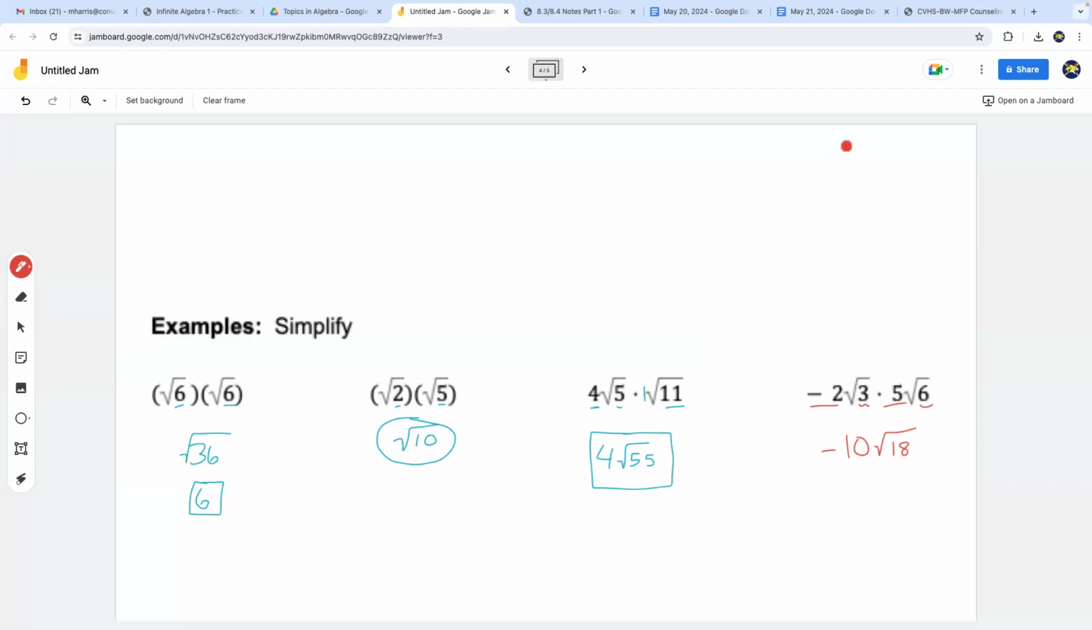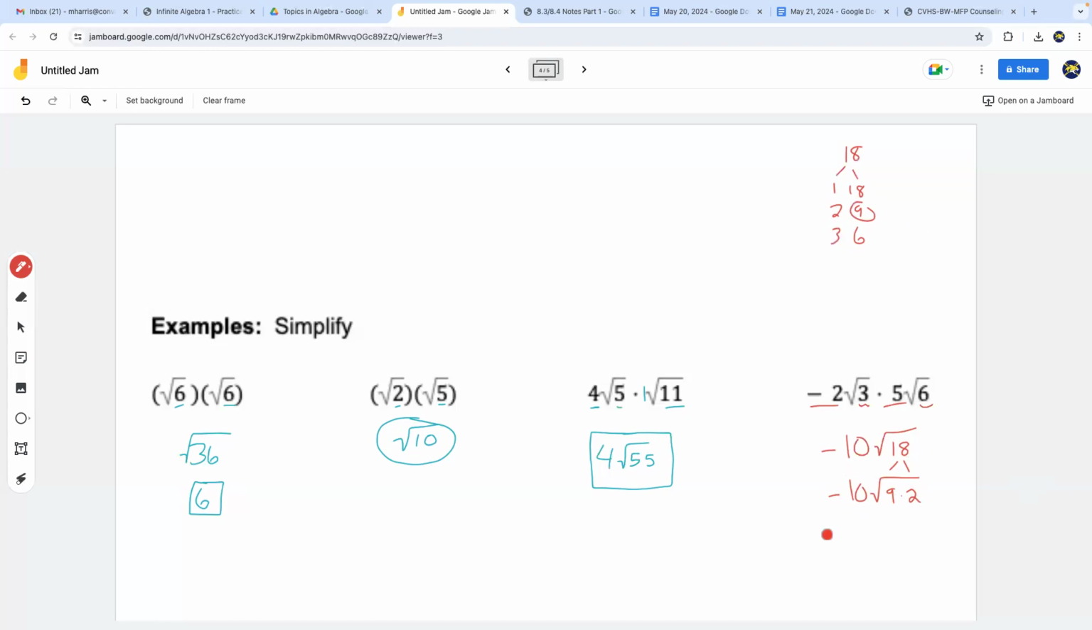Well, if we list out our factors of 18, we got 1 and 18. We got 2 and 9. And we got 3 and 6. Well, 9's a perfect root. So we can split 18 up, and now we can rewrite this as negative 10 times the square root of 9 times 2. Right?